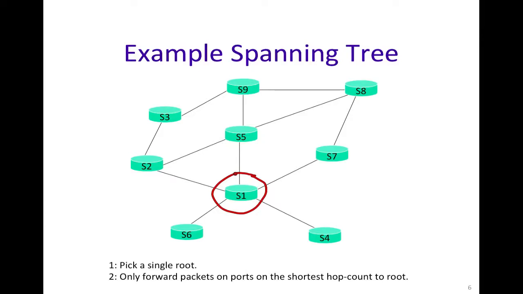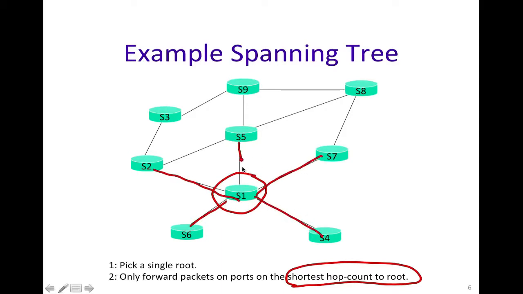Then it's going to forward packets on the ports on the shortest hop count path to the root. So S6 would send along here, S2 would send along here, S4, we've seen many examples of this now, of how to create this. S8, well, there's a hop count of 2 here and a hop count of 2 here. That's somewhat arbitrarily decided, it's going to send this way. And then S3 has a hop count of 2 this way and 1, 2, 3 this way, so it will send this way. S9 will send this way. So there's a spanning tree that covers all of them.